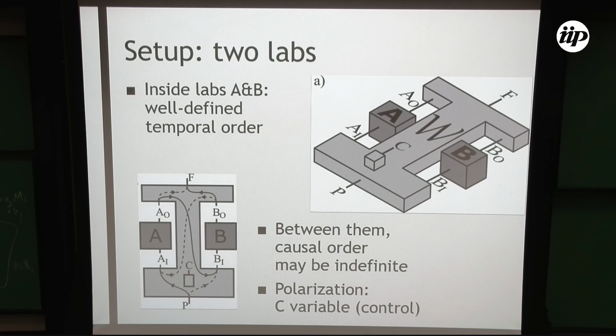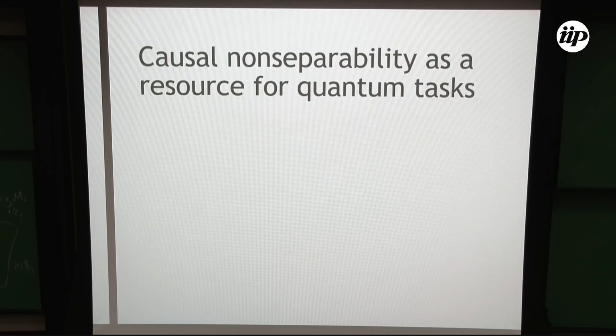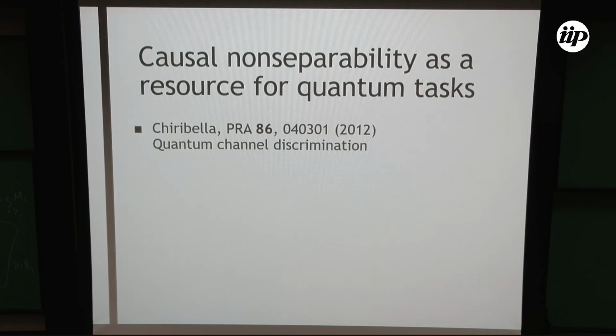So these process matrices, irrespective of what goes on in these labs. These labs are going to have the freedom to do whatever they want, given they have an input and an output. And we're going to deal with these structures here, right? With the before and after each lab, right? And this causal nonseparability is actually a resource for doing quantum tasks, right?